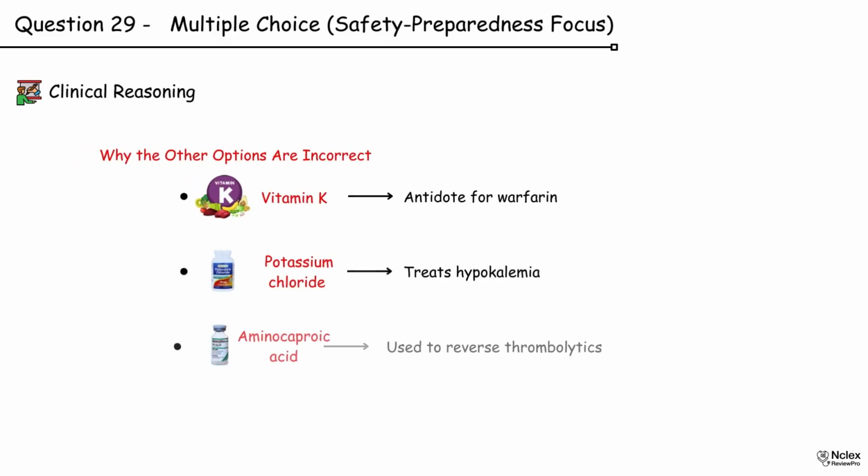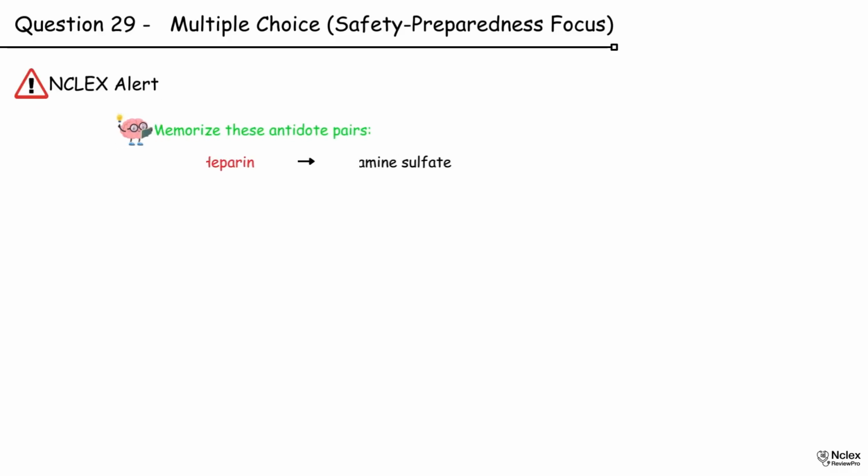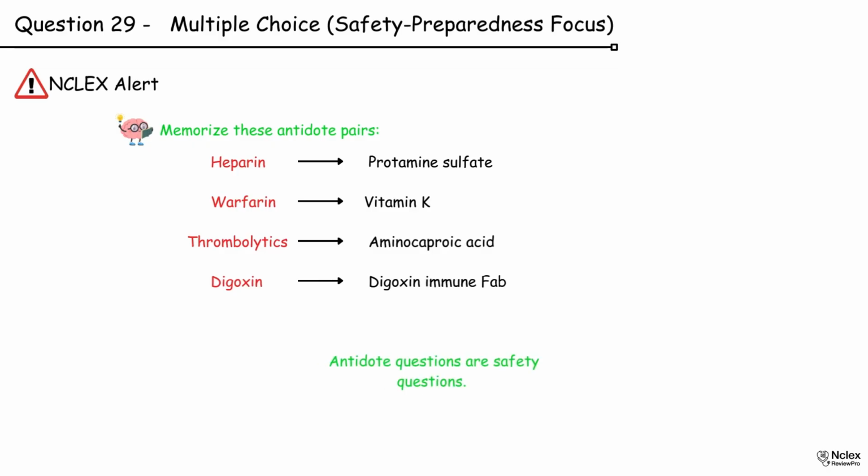Now let's eliminate the distractors. Vitamin K is the antidote for warfarin, not heparin. Potassium chloride treats hypokalemia and has nothing to do with anticoagulation reversal. Aminocaproic acid is used to reverse thrombolytic medications, not heparin. Here's your NCLEX alert. Memorize these antidote pairs. Heparin equals protamine sulfate. Warfarin equals vitamin K. Thrombolytics equal aminocaproic acid. Digoxin equals digoxin immune fab. Antidote questions are safety questions.